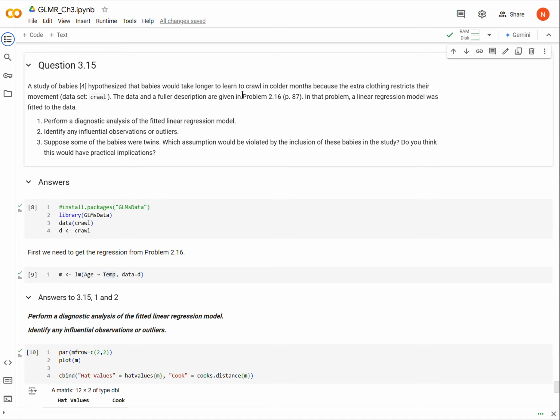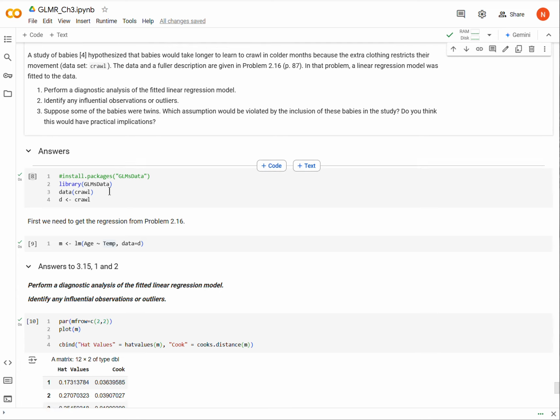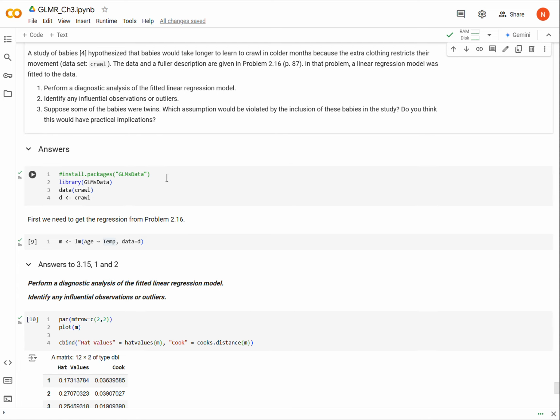But in that question, we ran a regression model, and we'll look at that model here in a second. And now we're going to do some diagnostic analyses on it. So let's get that rolling. The first thing that we need to do is to get the data loaded. So we need to install and load the GLMs data package, which contains the data set called crawl, which I am calling D.